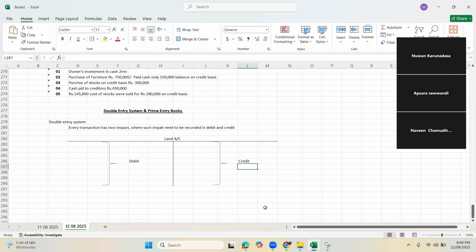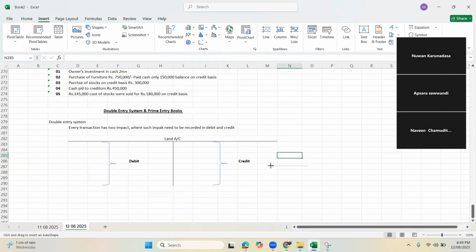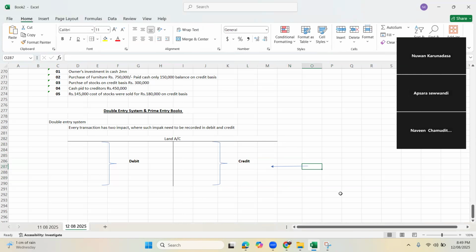So if anybody asks what is the meaning of debit, you can say it's the left side. If anybody asks what is the meaning of credit, you can say it's the right side of the T account. This is called a T account, right? We are having two sides in a T account. For all transactions and events, there is a two-way impact.